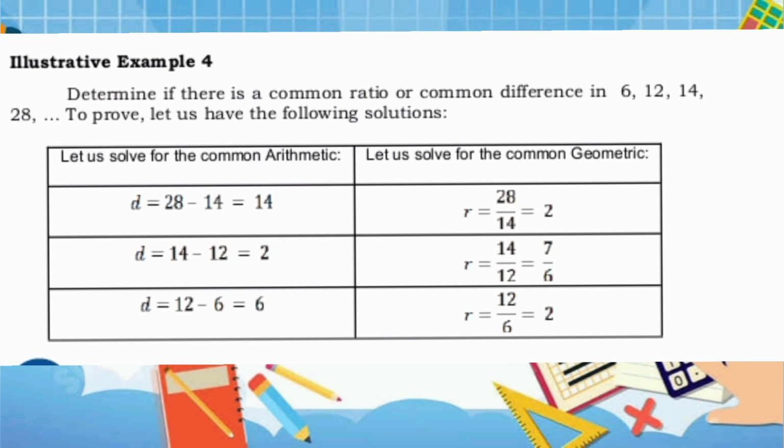Let us solve for the common ratio. R is equal to 28 divided by 14 is equal to 2. R is equal to 14 divided by 12, in lowest term 7 over 6. R is equal to 12 divided by 6 is equal to 2. So hindi siya magkakatulad ng common ratio. So siya ay hindi either arithmetic or geometric sequence.